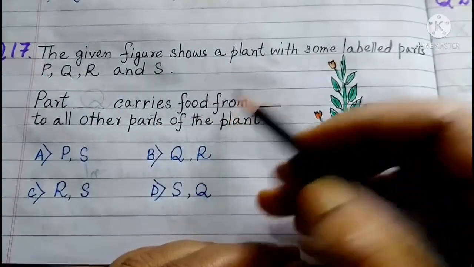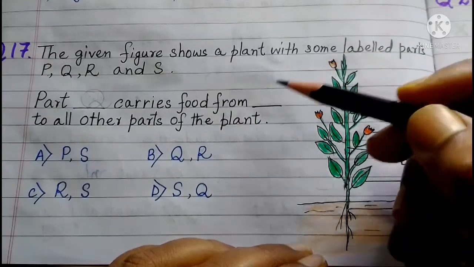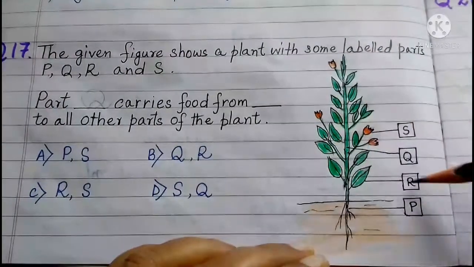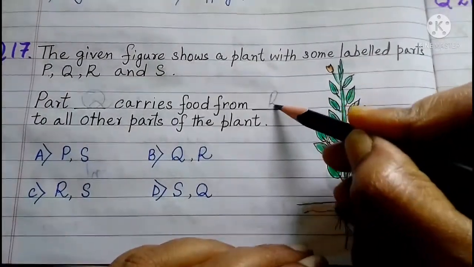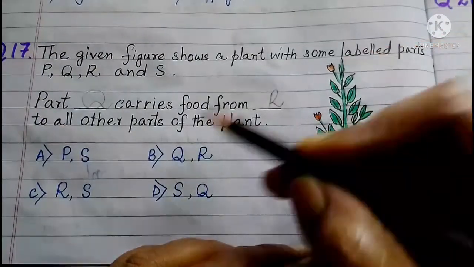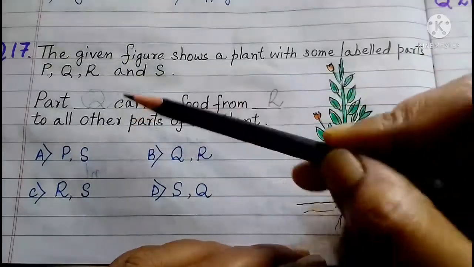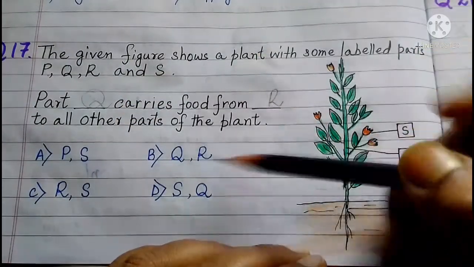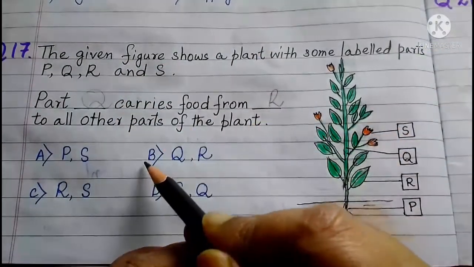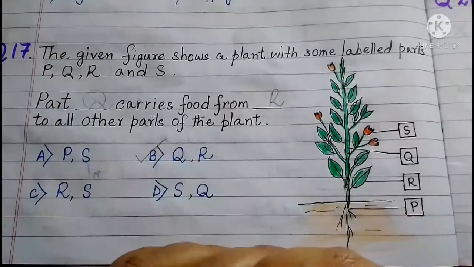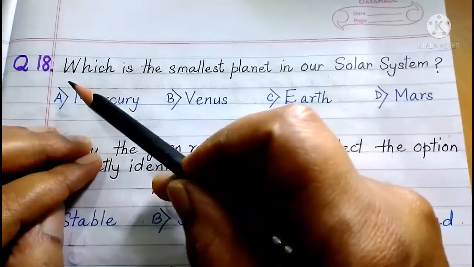Q carries food from leaves, or it is R, to all other parts of the plant. So the two parts are Q and R. Which option is there mentioning Q and R? It is option B.